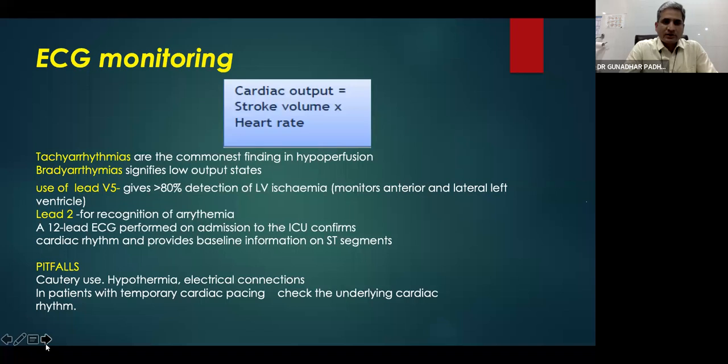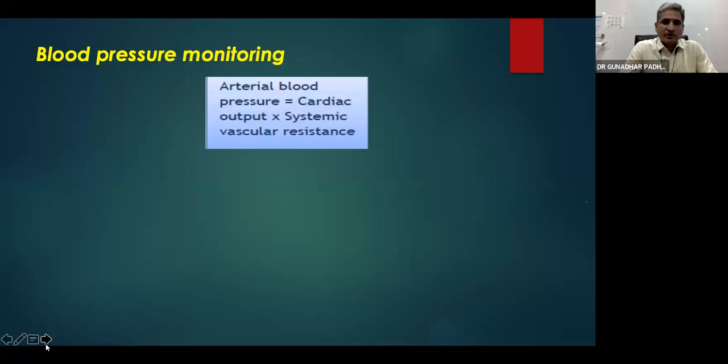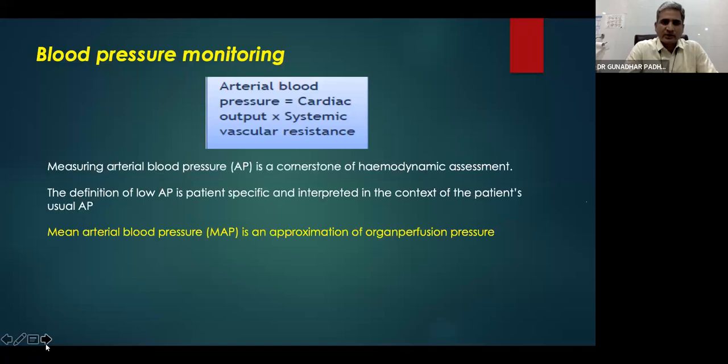But obviously the ECG is not free from artifacts like cautery, hypothermia, and electrical connections. And if the patient already has temporary cardiac pacing, sometimes the ECG can misdiagnose or mislead you. Blood pressure monitoring depends on the cardiac output and systemic vascular resistance. So any patient where the SVR or the cardiac output changes, that leads to a change in the arterial blood pressure. But what is more important is the mean arterial pressure, because it is actually an approximation of organ perfusion pressure.